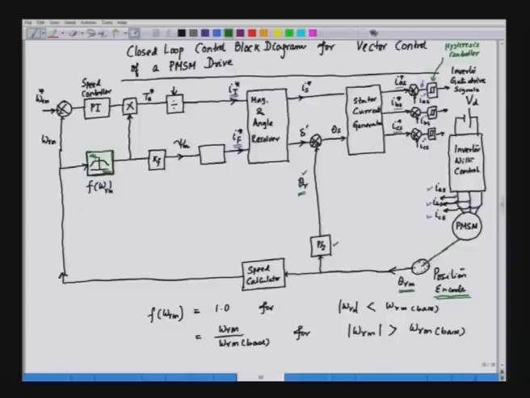As you have already seen, the flux remains constant up to the base speed, and after the base speed, we go for flux weakening. So, this function generator generates constant flux up to the base speed, and after the base speed, we go for flux weakening. It means, after the base speed, the voltage is maintained constant, and that is achieved by reducing the flux.